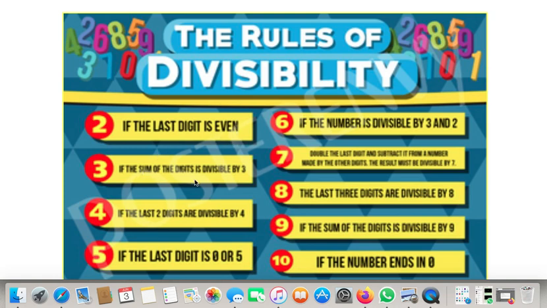Check the divisibility by 3. Divisibility by 3 is the sum of the digits: 5 plus 1, 6, 6 plus 4, 10, 10 plus 1, 11, 11 plus 4, 15. So yes, the sum of the digits is 15, which is divisible by 3. So the number is divisible by 2 as well as 3. Hence it is divisible by 6 also.